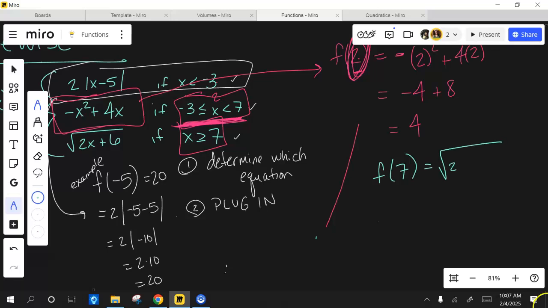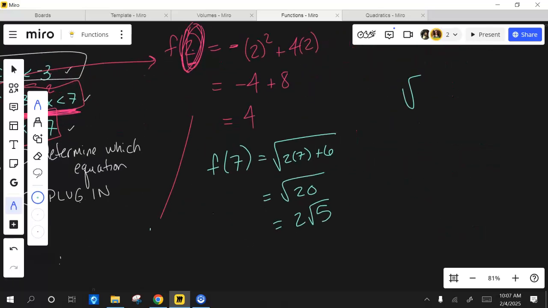So I've got square root of 2 times 7 plus 6, which is the square root of 20. But you split it, right? Wait, what did you take out though? Why'd you take it? Square root of 4 is 2.